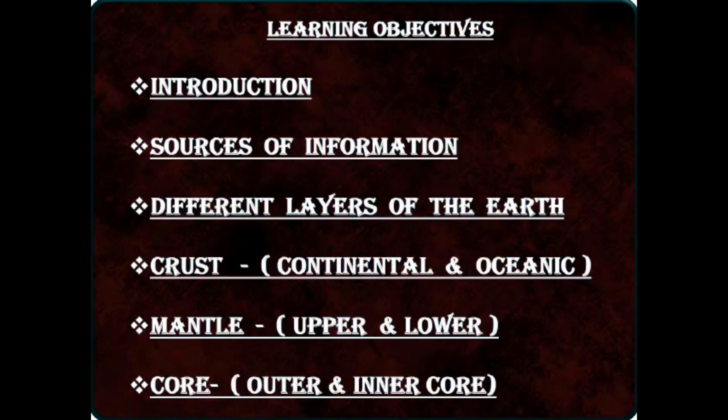Then we have mantle, that is below the crust lies the mantle. Mantle can be divided into two layers, that is upper and lower mantle. And the last we have the core. The core starts from around the depth of about 2900 kilometers from the Earth's surface. The part of the Earth's interior extending from the mantle up to the center of the Earth is called the core.